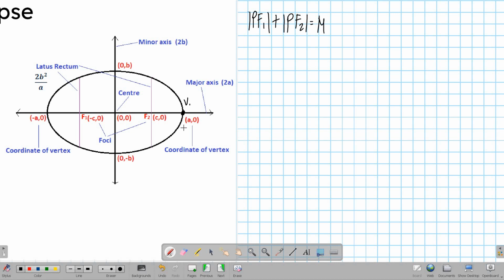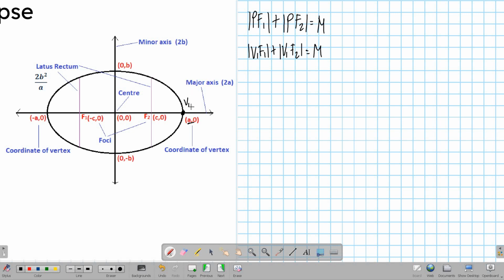Now, let's take this point here. Let's name this point V sub 1 with coordinates (a, 0). V sub 1 is on the ellipse, so it can also be P. P is any point on the ellipse, and V sub 1 is a point on the ellipse, so P can also be V sub 1. Therefore, I can say that V sub 1 F sub 1 plus V sub 1 F sub 2 is the same as this constant M. Why did we choose V sub 1? Because it's horizontally aligned with our two foci.